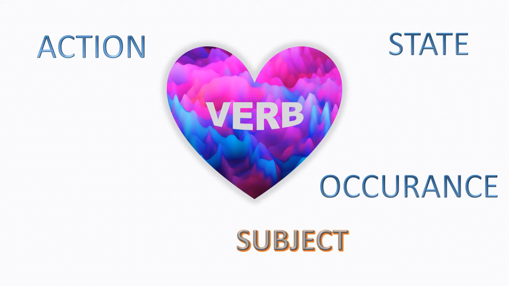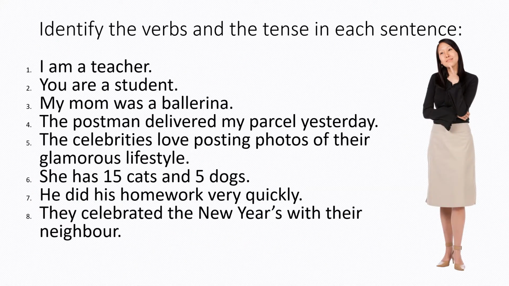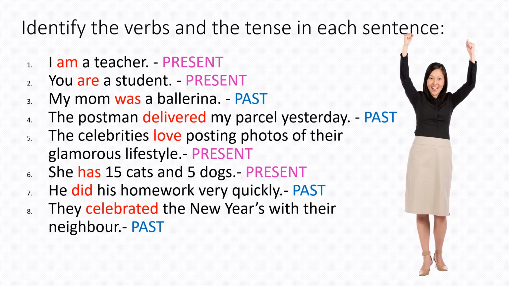Verbs can be expressed in different tenses, for example, present, past, continuous, and perfect tenses. There are main verbs and auxiliary verbs. Let's see if you can identify the verbs and the tenses in these sentences. You can pause the video for a few minutes. Did you manage to identify all the verbs and tenses? Well done! FYI, all the verbs in all the sentences are used as main verbs.